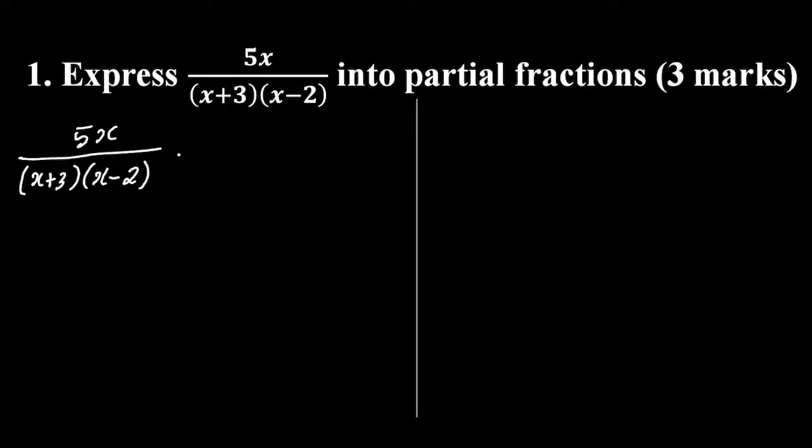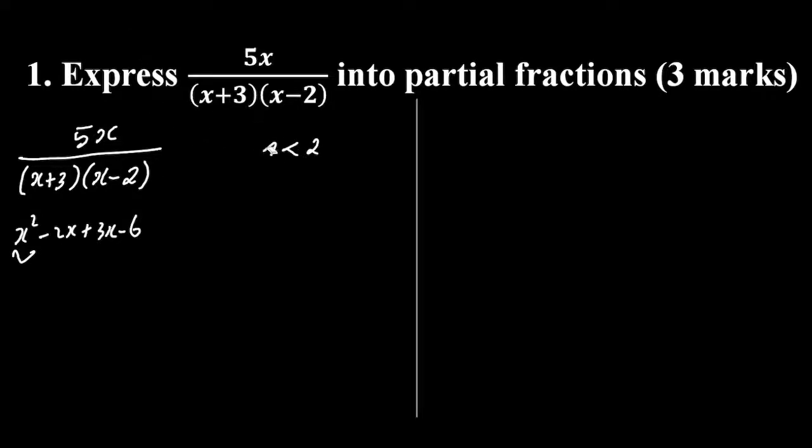3 marks. First of all, we verify if it's a proper or an improper fraction. The highest degree in the numerator is 1, because this is a linear function, and the highest degree in the denominator is actually 2 because you expand these brackets. If we expand this, we're going to have x squared minus 2x plus 3x minus 6. So the highest power there is 2. Therefore, we have 1 in the numerator and 2 in the denominator. Since 1 is less than 2, this is a proper fraction.